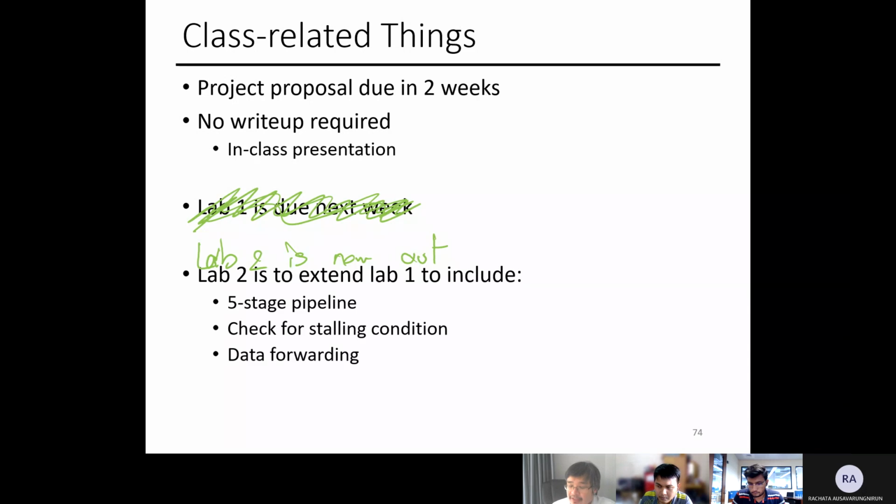And lab 2 is to extend lab 1 to include the 5-stage pipeline. So you do pipelining, and then you check for stalling condition, and you do data forwarding. Once you have data forwarding, you have a fully functional microprocessor that can run single thread.